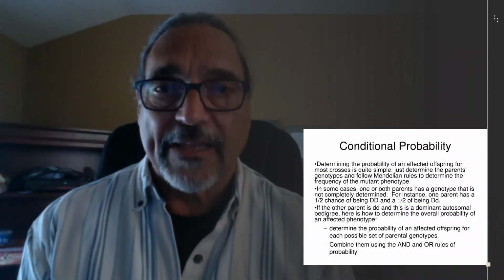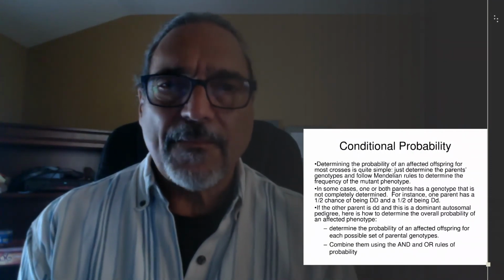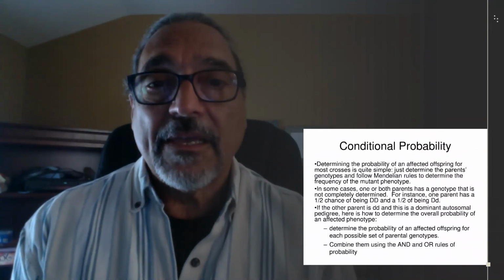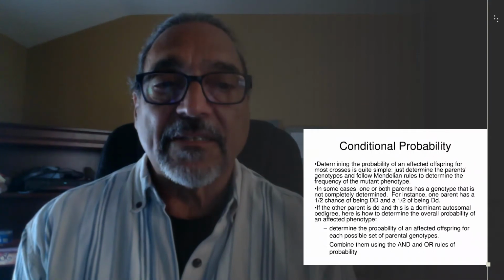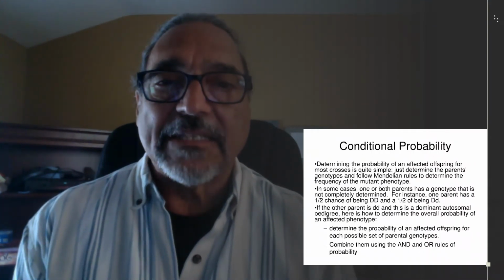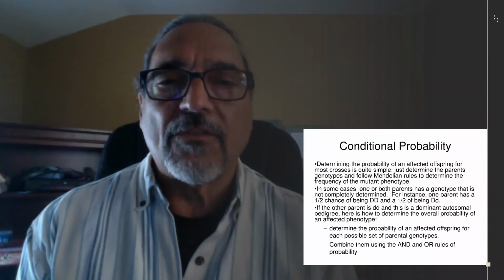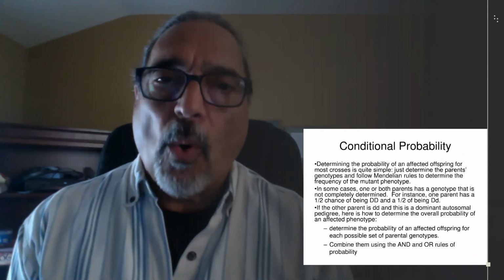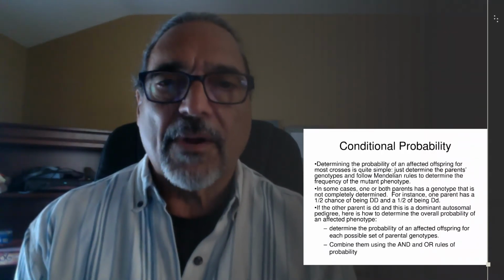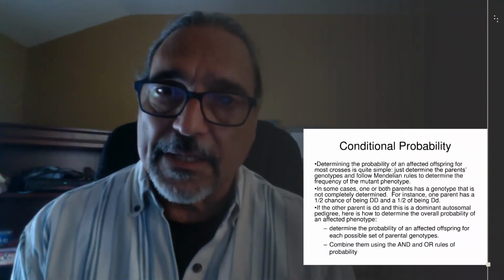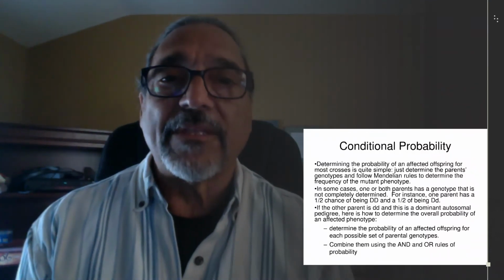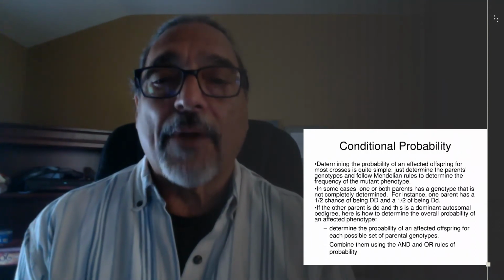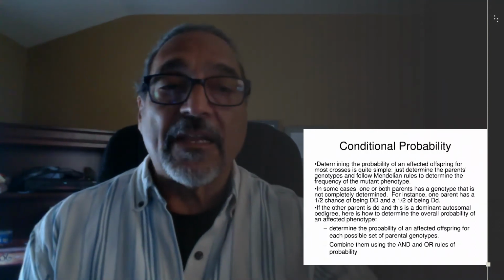Just multiply the probabilities. In general, this is usually, if not always, true in pedigree analysis. This and this, multiply the two probabilities. However, if it is this or this, probability A or probability B, again assuming that they are independent, then you can assume that you add the probabilities, and we'll see an example of that in just a moment.